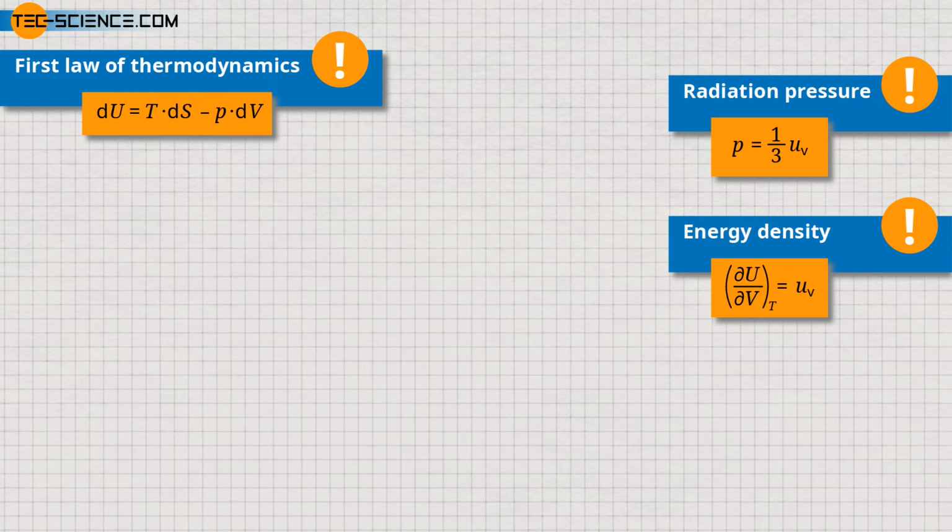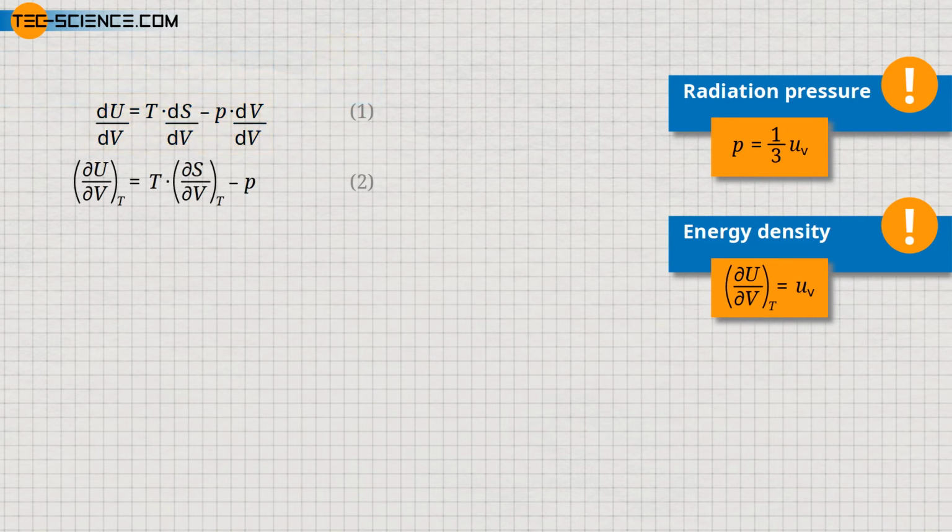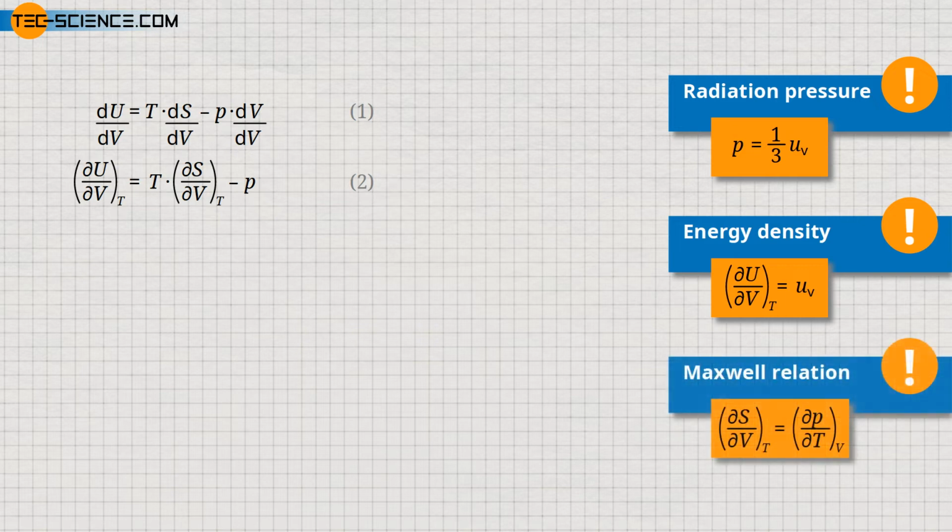In this equation, S denotes the entropy, or dS the infinitesimal change in entropy. If this equation is divided by dV, the shown relationship results at constant temperature. Without going deeper into the derivation of the so-called Maxwell relations of thermodynamics, these provide another important relationship at this point. A change in entropy and a change in volume at constant temperature are in the same relationship as a change in pressure and a change in temperature at constant volume. Mathematically, this is expressed as shown.